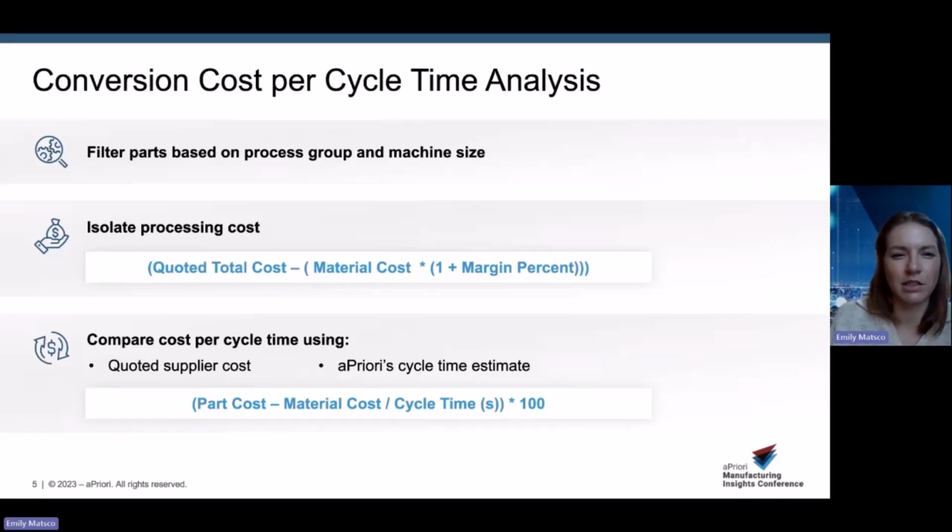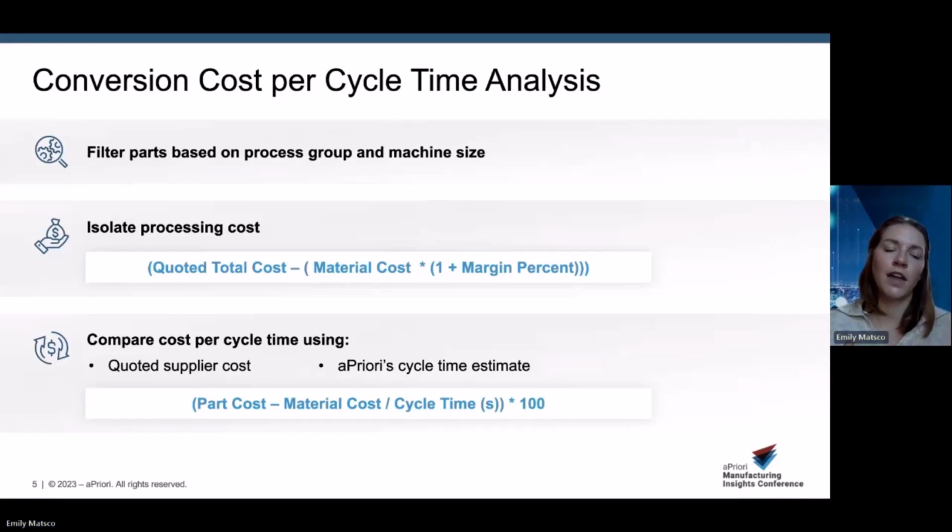And that's what we're really going to start digging into. We have these parts, we have a quoted cost, and aPriori has actually estimated the cycle time and machine size for us. So based on that subset of parts that are made on the same machine in general, what is the quoted cost, so the cost given to us by the supplier, divided by the cycle time aPriori has calculated.